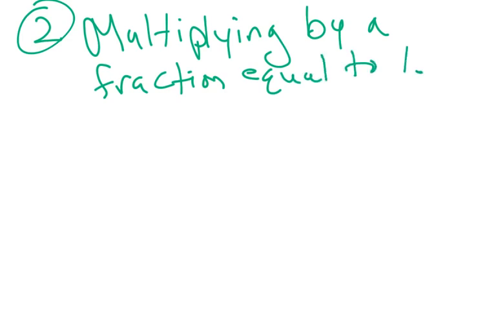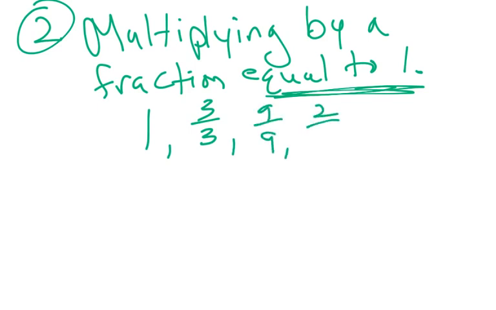Okay, so what happens when you multiply by 1? The answer stays the same, right? 7 times 1 is 7. 100 times 1 is 100, okay? 2 million times 1 is 2 million, okay? So when we're talking about fractions equal to 1, we're talking about 3 over 3, 9 over 9, 2 over 2, 50 over 50. You get it, right? Any number over itself is equal to 1, okay?